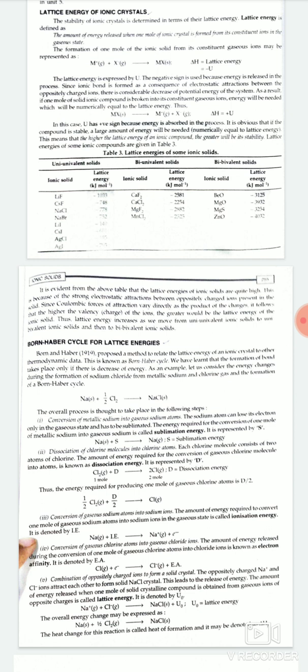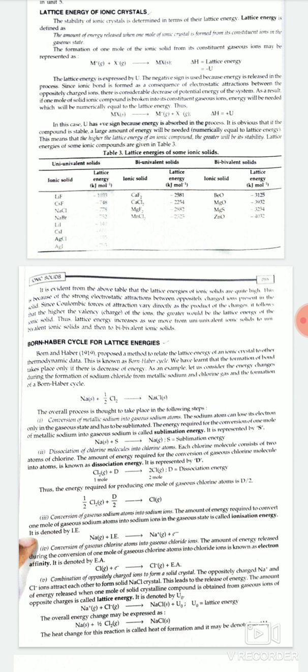First, conversion of metallic sodium into gaseous sodium atoms. The sodium atom can lose its electron only in the gaseous state and has to be sublimated. The energy required for the conversion of 1 mole of metallic sodium into gaseous sodium is called sublimation energy. It is represented by capital S. Now, sodium plus sublimation energy will be equal to sodium in the gaseous state.